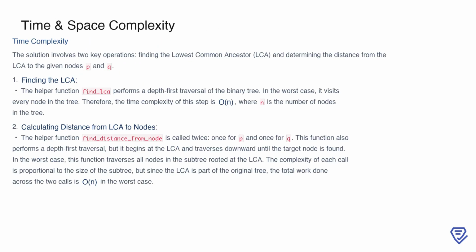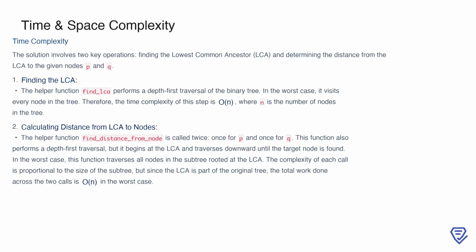To analyze the time complexity of our solution, we break it down into two main steps: finding the lowest common ancestor, or LCA, and determining the distance from the LCA to the nodes P and Q. First, the find_LCA function uses a depth-first traversal to locate the LCA. This traversal visits each node in the binary tree once, so in the worst case, when the tree has n nodes, this step has a time complexity of O(n).